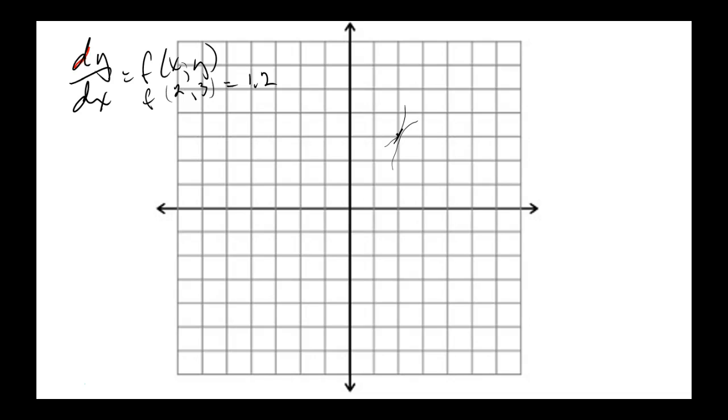The value f of x, y gives a little line segment called a lineal element. If you had all these things filled in for every grid point here, you had a slope, whatever that slope was, then it would sort of be like what they call a streamline. You would see where things were going. So that's called a direction field or a slope field.